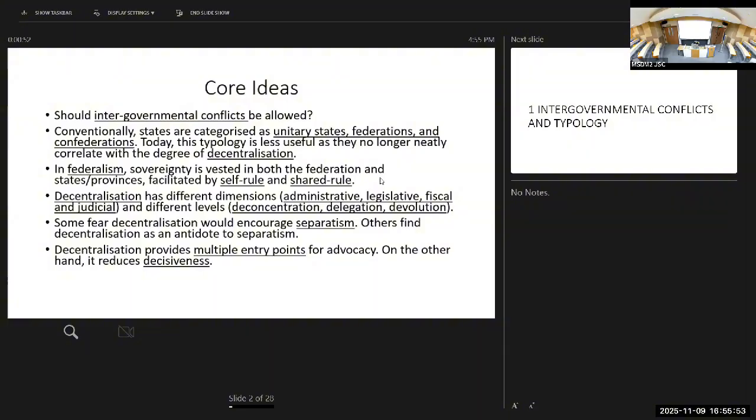And fourthly, decentralization has different dimensions: administrative, legislative, fiscal, and judicial, and different levels: deconcentration, delegation, devolution. And we discuss the relationship between decentralization and separatism. And finally, we look at the impact of decentralization on the SDGs.